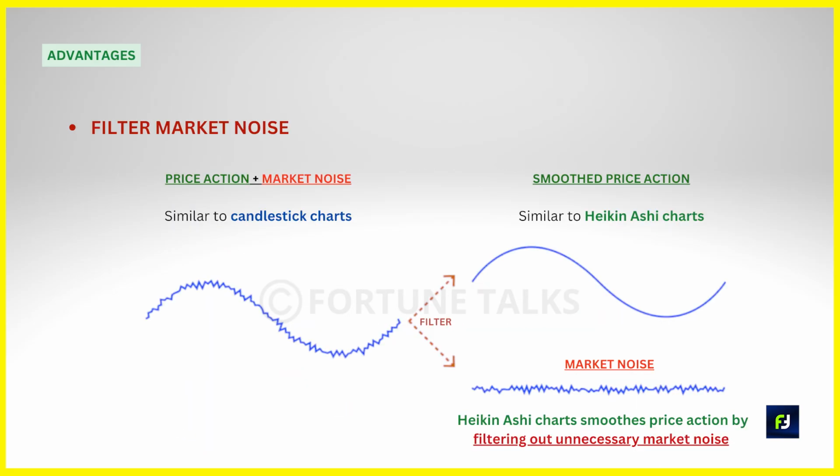Now, the fourth prime advantage is its ability to filter market noise. It filters out market noise and reduces all those small corrections, making the signals more transparent. This smoothing effect makes it easier for trend identification. So by filtering out noise, Heikin Ashi charts can help traders plan their entry and exit points more effectively.